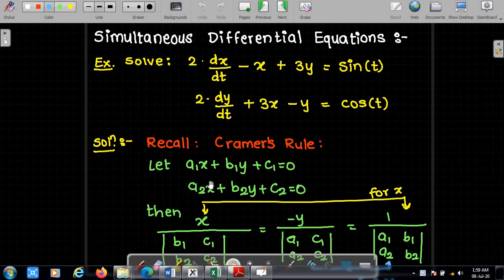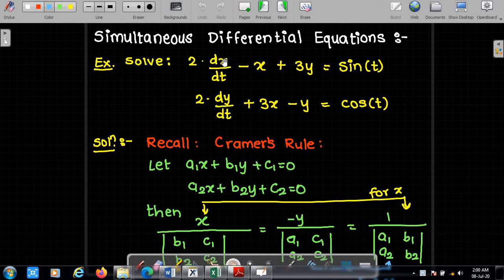Hello friends, welcome back to the lecture series on linear differential equations. In the previous module we discussed simultaneous differential equations. In simultaneous differential equations, we are going to solve a system of equations which contains two dependent variables in terms of one independent variable. Let's take one example.